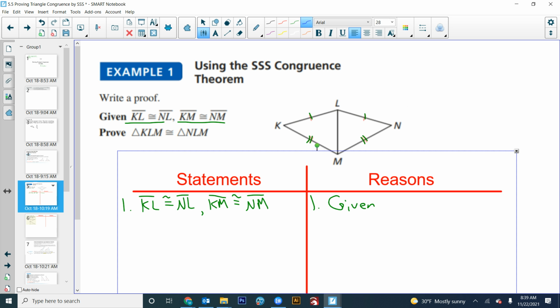So, we're out of givens. But guess what? The same tips we used before are going to hold true for these. Olivia has her hand up. What do you think? LM is congruent to LM from reflexive. Now let's double check the order. LM. I like it. She says reflexive property.